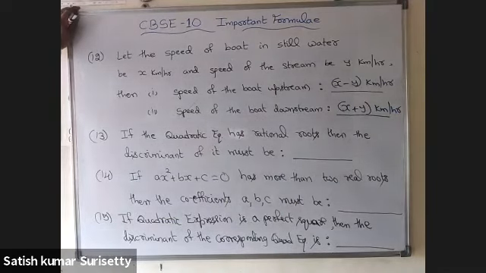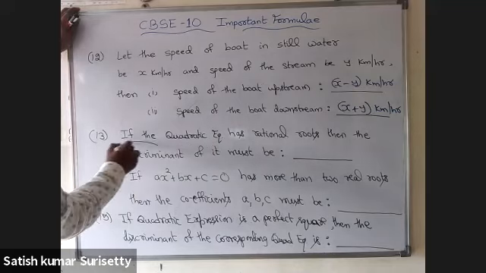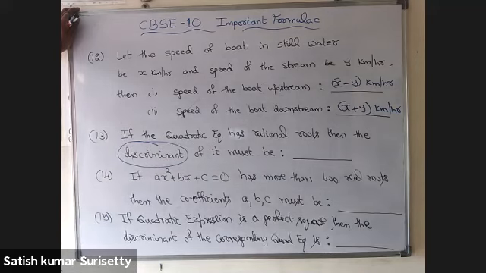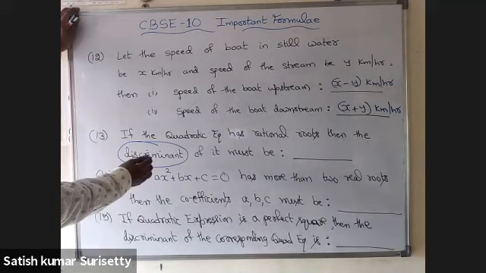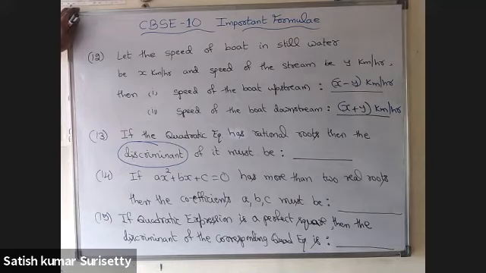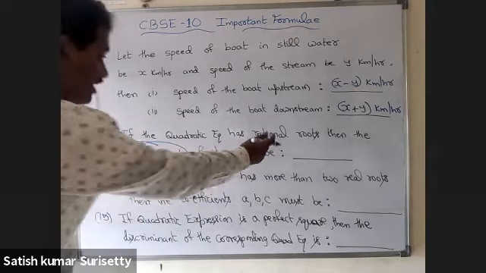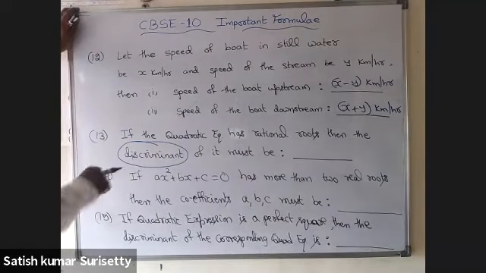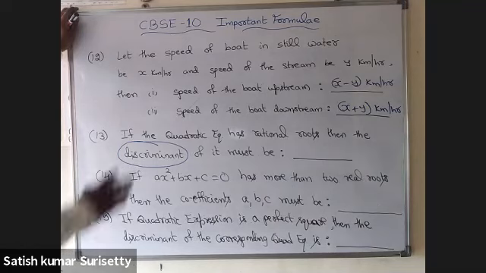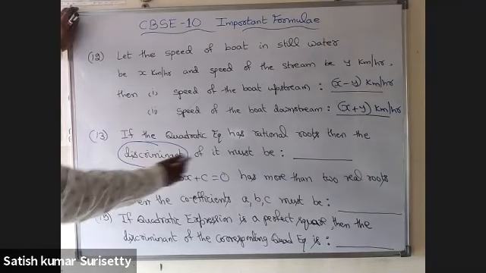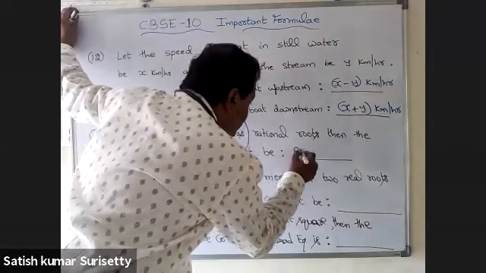If the quadratic equation has rational roots, then the discriminant of it must be? If you observe the formula of the quadratic equation, the discriminant portion is inside the square root. That is minus b plus or minus root of b square minus 4ac upon 2a. So the roots are rational means the expression inside the root must be a perfect square. Then only the root will become rational. That is, the discriminant must be a perfect square.